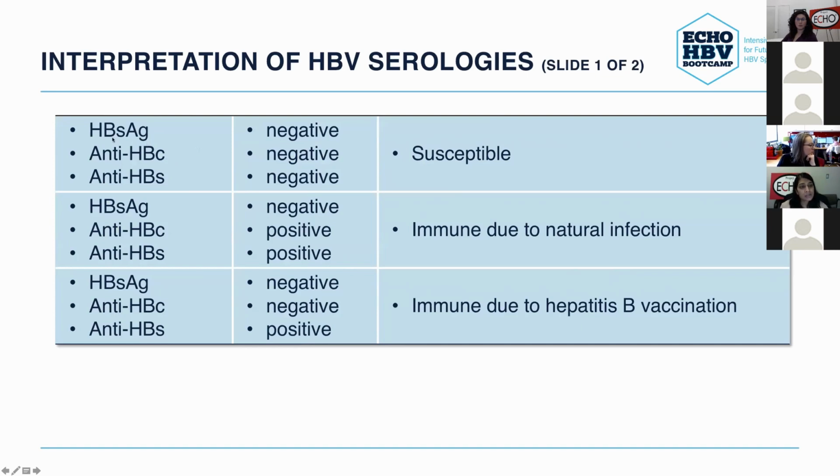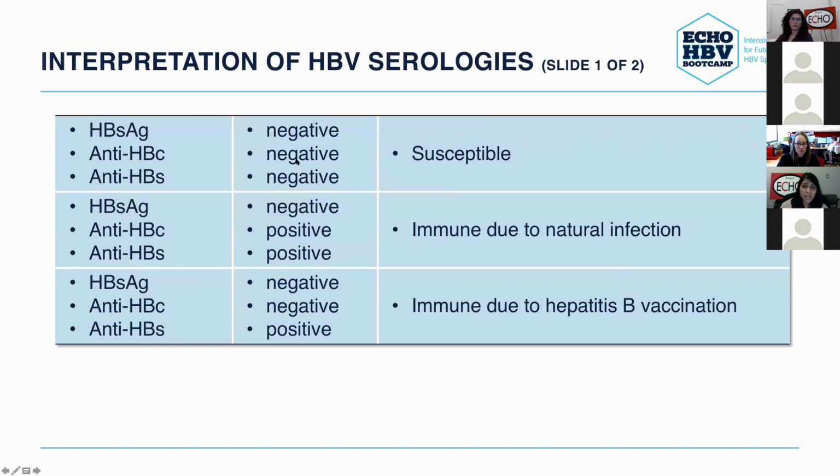So in somebody who's surface antigen negative, remember surface antigen is the test that tells us if you have active infection. So that's negative here, so they don't have active infection. And if their core antibody is also negative and their surface antibody test is negative, this is an indication that the person has never been either infected with Hep B or immunized to Hep B. So that really puts them in a category of people that are susceptible to this infection.